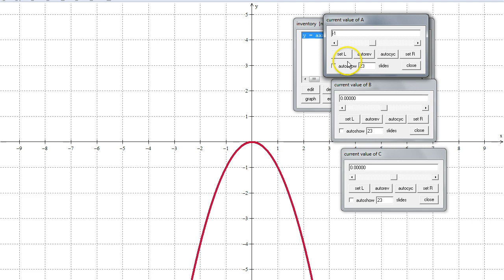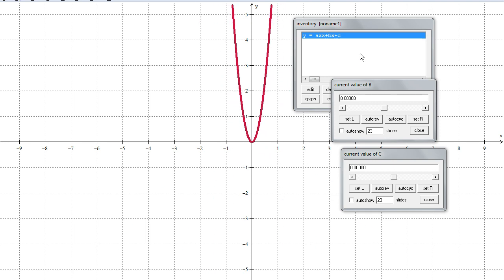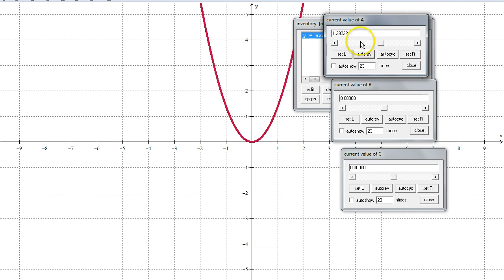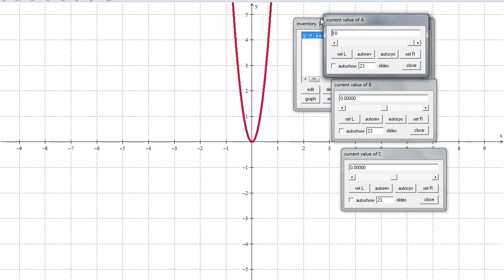See, I could change the value of A. I could make it automatically go. See, as the value of A goes from negative to positive, it changes. Kind of interesting what happens though. Let me stop this. And look what happens if I change the value of A to like 3. You see what's happening to this parabola? It gets narrower, doesn't it? Let's see if I change it to a value of 10 maybe. You see how it got narrower, even more narrow.